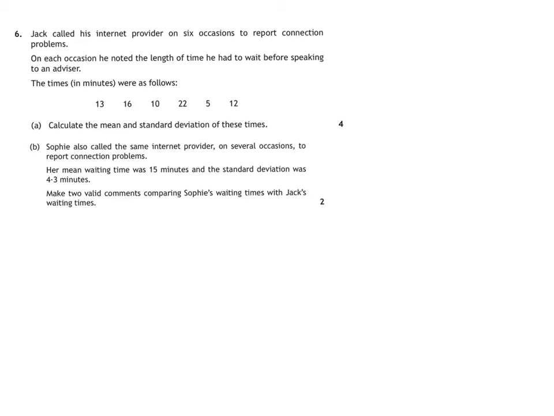So mean is what we generally call average. So we need to add them all up and divide them by how many there are. So we have 13 plus 16 plus 10 plus 22 plus 5 plus 12, all divided by 6. And that gives us an answer of 13 minutes when we put it in our calculators.